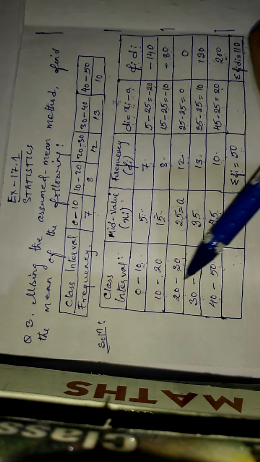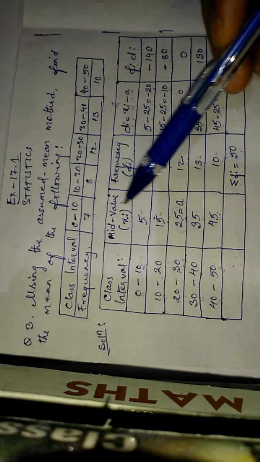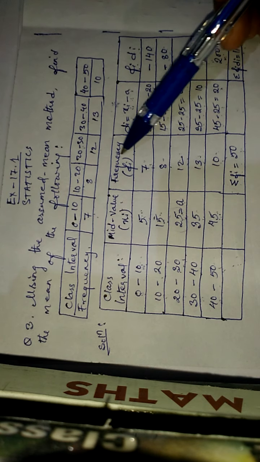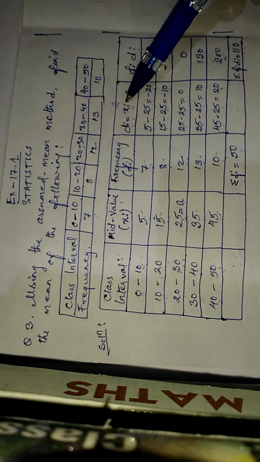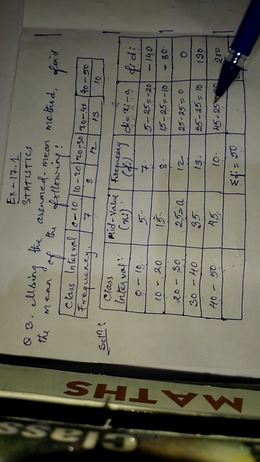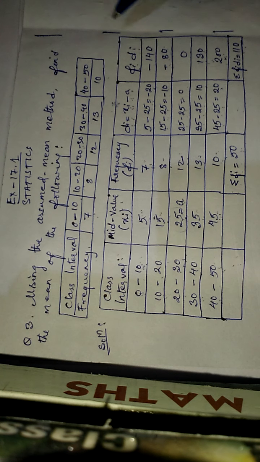The first column is for class interval, and the next column is for mid value. The third column is for frequency, and then the next column is for di. di stands for deviation, and the last column is for the product of frequency and di.